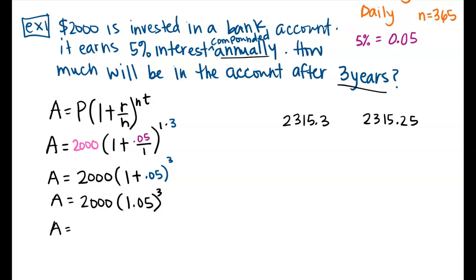All right, so these are the two different answers we came up with. 2,315 and 30 cents, or 2,315.25. So on this one, I said round to the nearest penny, so that means you do want it this way. This would be rounding to the nearest tenth, not to the nearest penny.